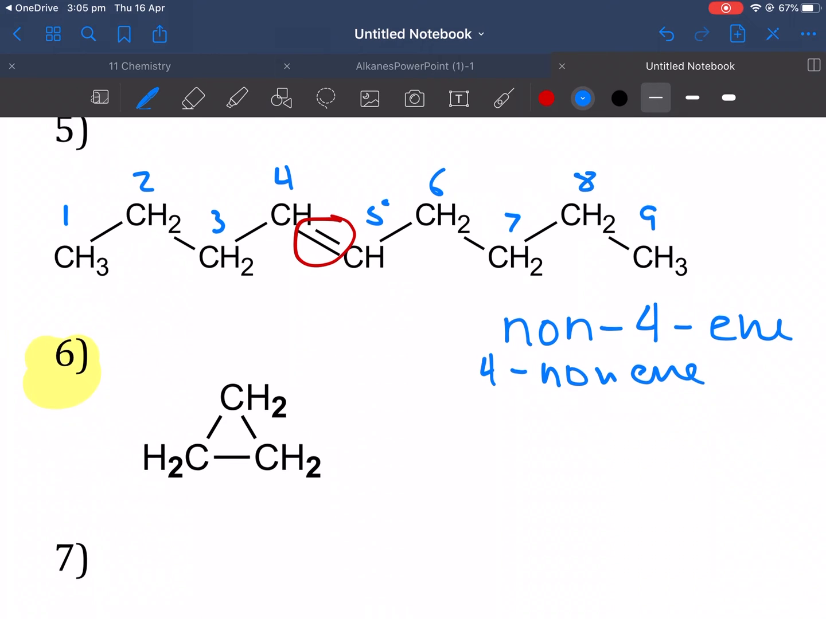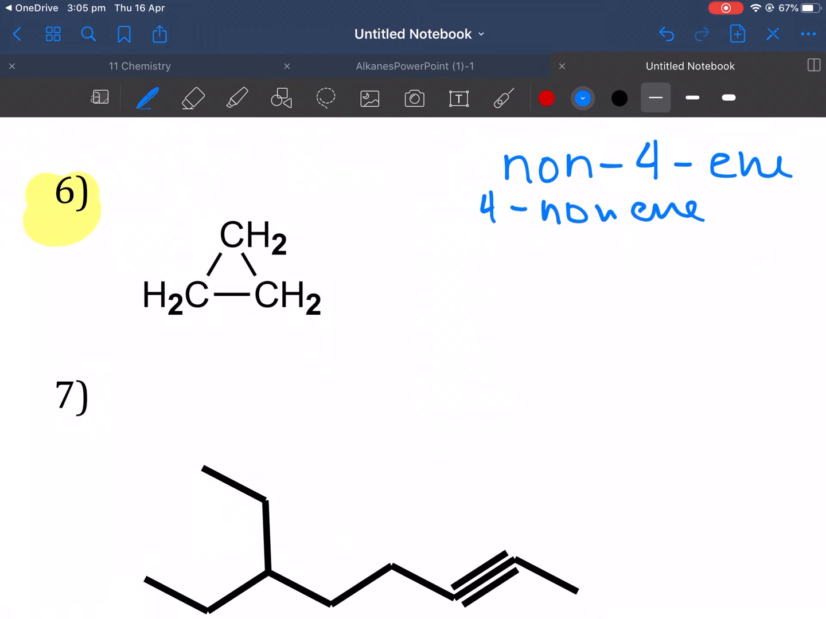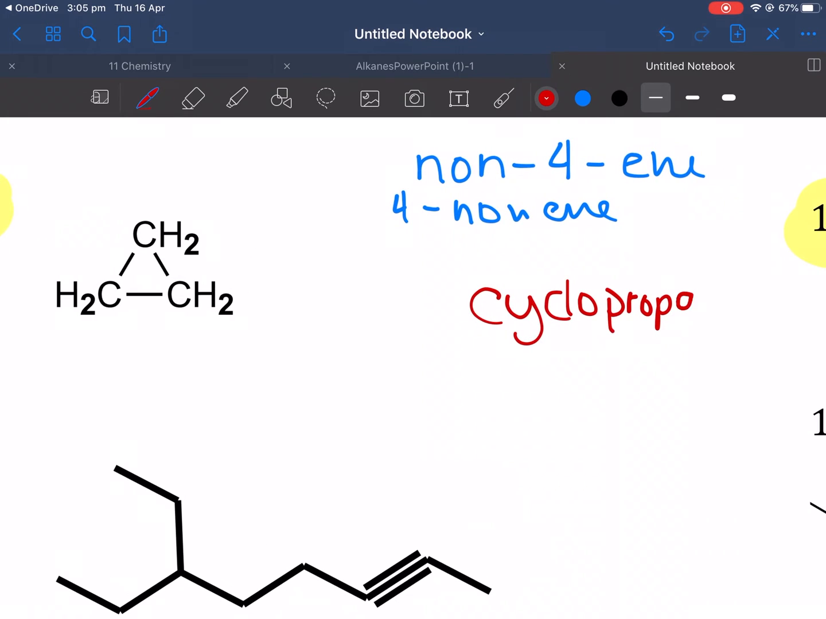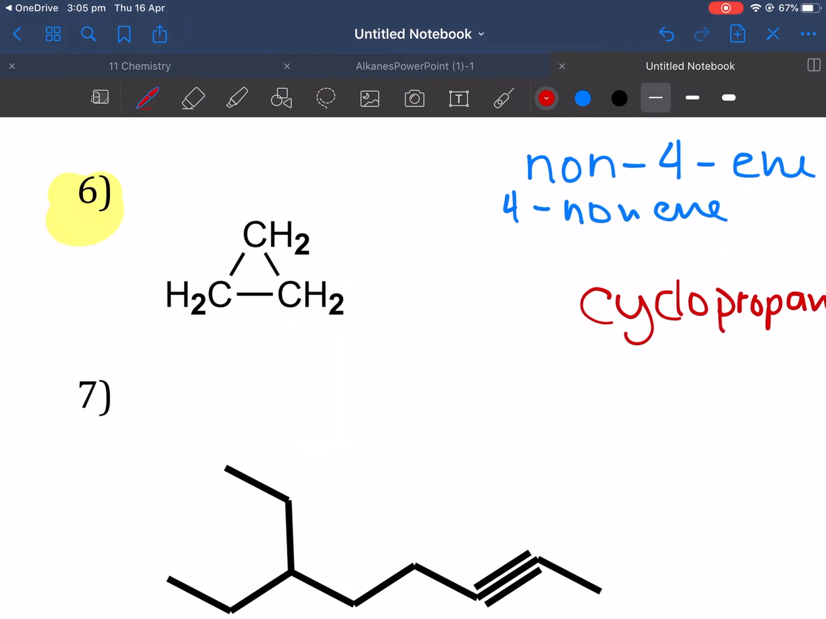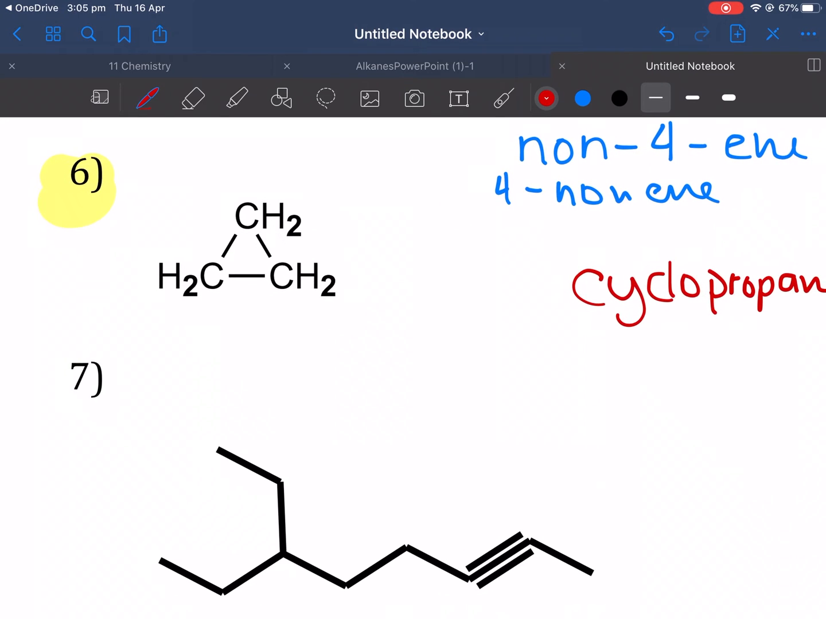That one was fairly easy. I liked that one. Alright, number 6. Again, don't really need to know this, but you probably will be able to answer it now that I did number 5 before. It is again a cyclo. It's all connected up in a little circular shape. So we're going to call it a cyclo, and because there are 3, it's a prop. So cyclopropane. That one is fairly simple. Don't need to add anything else. That is done.